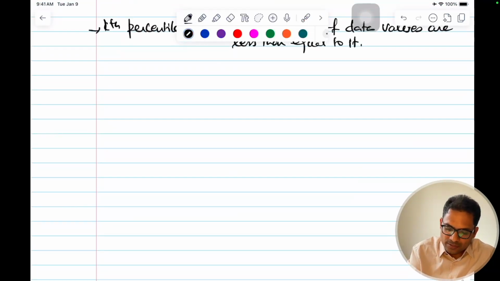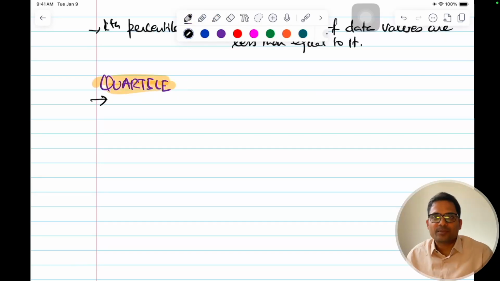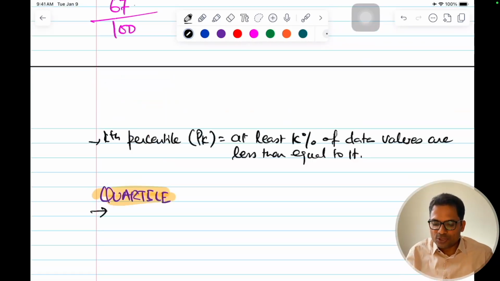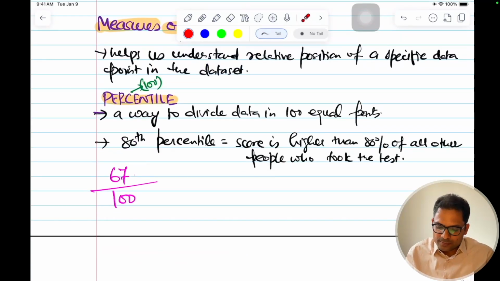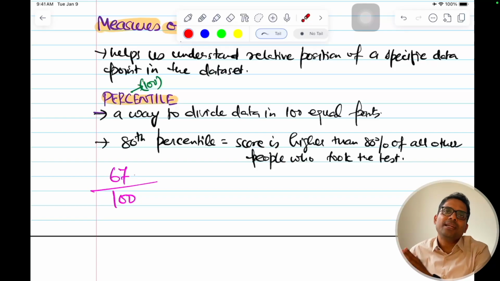Now let's move to the next one, that is quartile. Quartile is coming from quarters. We divide the data into 4 parts. Percentile was 100 parts, quartile is 4 parts now. With percentile, I divide the data into 100 parts and put myself there, with whatever score I have, and see where I stand. Out of 100 parts, I am on the 80th part: 80% people are below me and 20% are above me in a test.